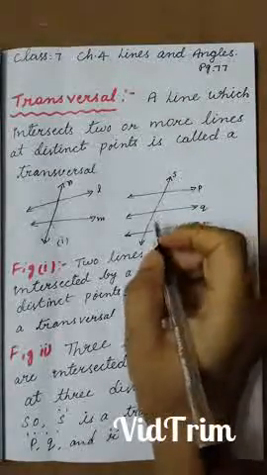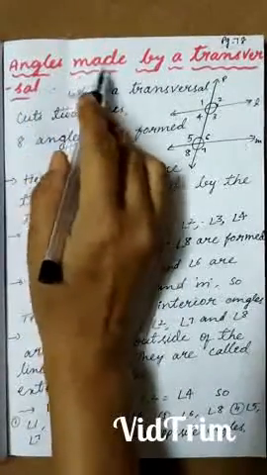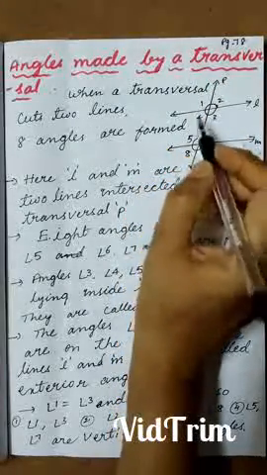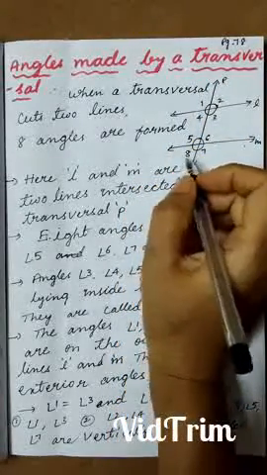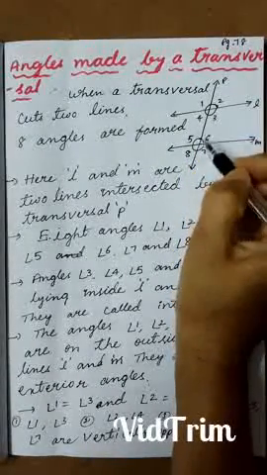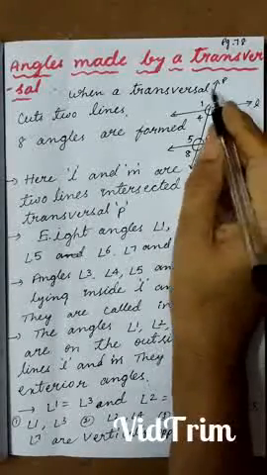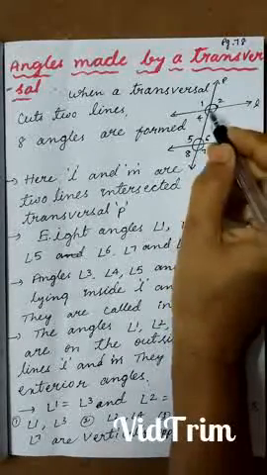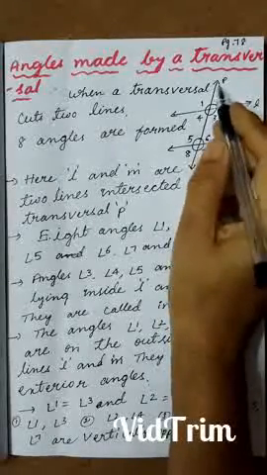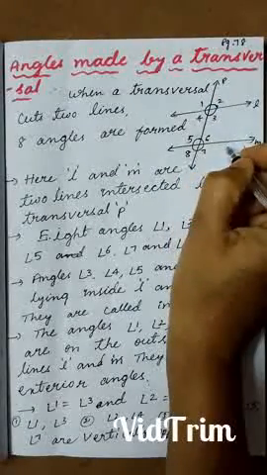Now, today we are discussing angles made by a transversal, page number 78. First of all, we should know about the transversal. What is the meaning of the transversal? A line which intersects two or more lines at distinct points is called a transversal. Distinct means different. It is intersecting in different places. Here P is a transversal to L and M.